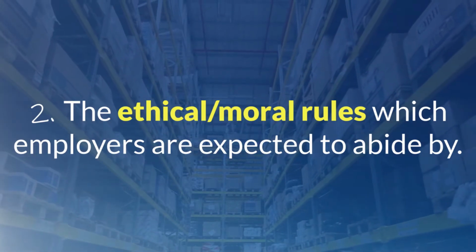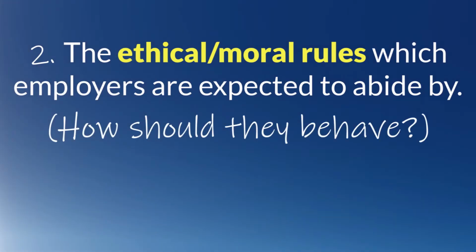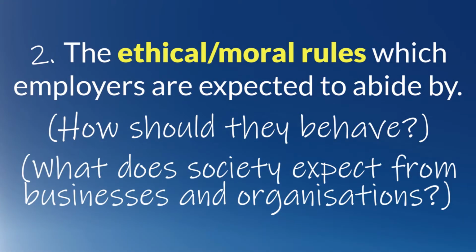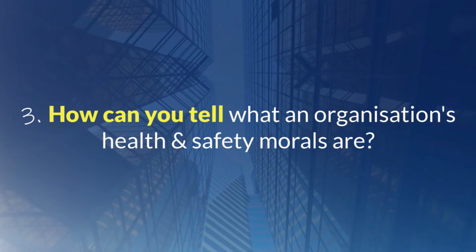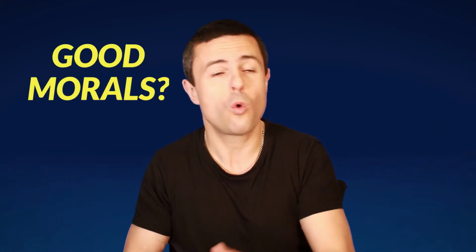Second thing, we're going to talk about the ethical rules, the moral rules which employers are expected to abide by. So what are the ways in which a responsible, ethical, moral employer should behave? How should they behave? And what does society expect from businesses and organizations? Thirdly, and crucially, and this is probably the area with the most exam questions on this, is how can you tell what an organization's health and safety morals are? Right, so if you were to look at an organization, how do you know if they have good morals or bad morals? Right, so let's get stuck into it.